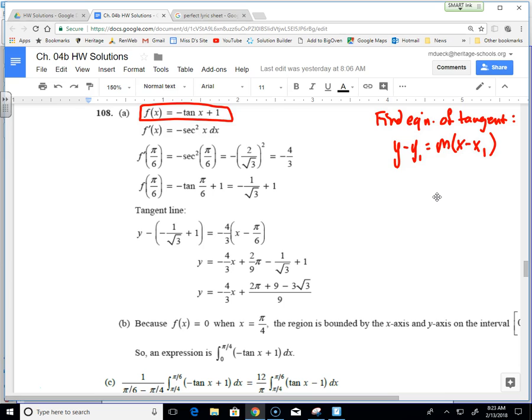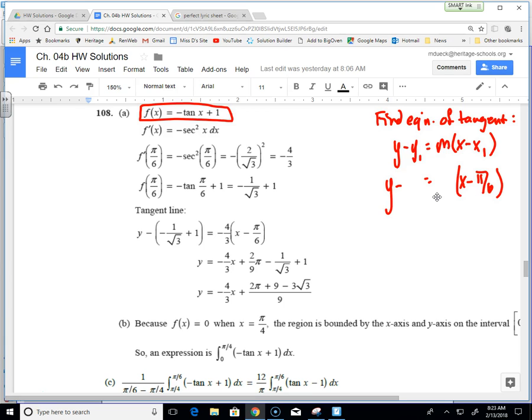To plug in, we need a point. They said find the equation of the tangent line when or where? Pi over 6. So they gave me the x value, who can I plug in right away knowing pi over 6? One. Look, I'm only missing 2 pieces of information. Okay, how do I find y1? Plug it in. You put it into the original.